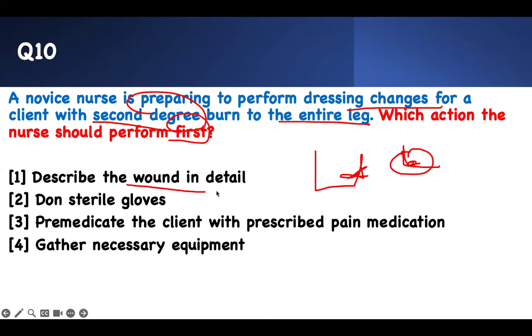Do you describe what the wound looks like? Do you don sterile gloves? Do you give the patient medication? Do you gather your equipment? First thing, medicate them. Let them relax. Then gather your equipment, right? Then you take the dressing off, and then you change it. You wear clean gloves to remove the old dressing. We don sterile gloves, and then change the dressing and document what you find. So number 3 is your best friend.